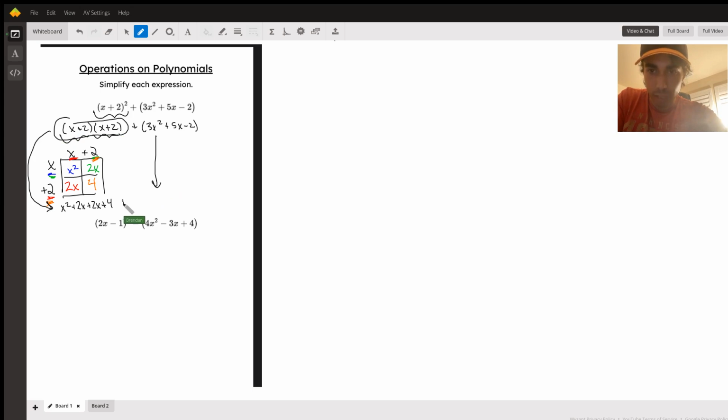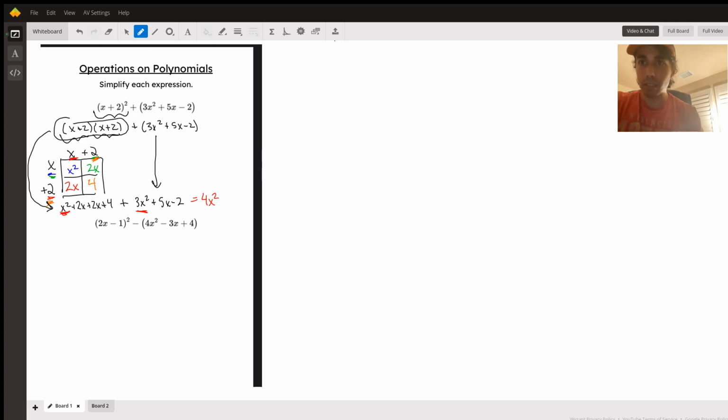And don't forget, we are adding 3x squared plus 5x minus 2. At this point, it's just a matter of combining like terms. Remember, for like terms we're looking for the same letter and the same exponent. Since the only letter we've got here is x, the key is going to be that exponent. So we're going to look for common exponents. Here I've got an x squared and a 3x squared. Adding those together gives us 4x squared. We had one of something, we got 3 more, now you've got 4 of them.